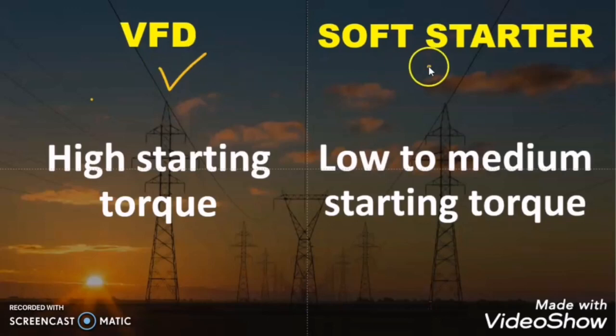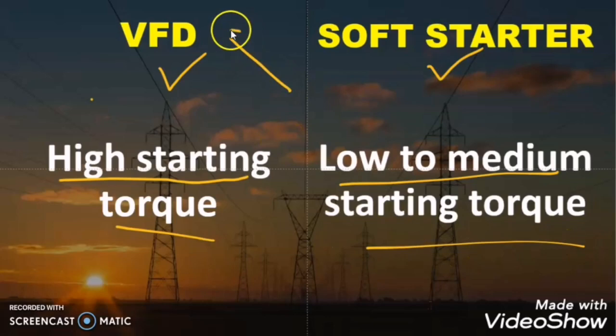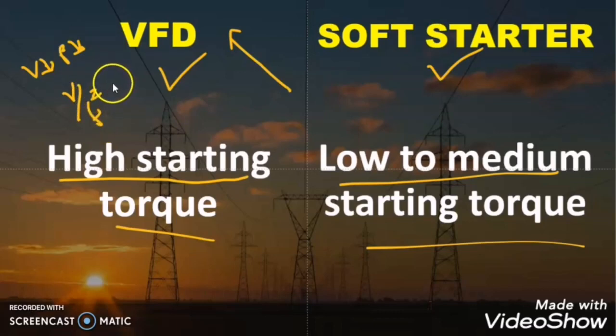The next difference between the VFD and soft starter is that VFD gives high starting torque, but the soft starter gives low or medium starting torque. This is very important, which I discussed deeply in part 1 and part 2 videos of VFD. Must watch those videos. But let me overview this concept. In case of VFD, it changes voltage and frequency in equal proportion, so the ratio of voltage and frequency is always constant.